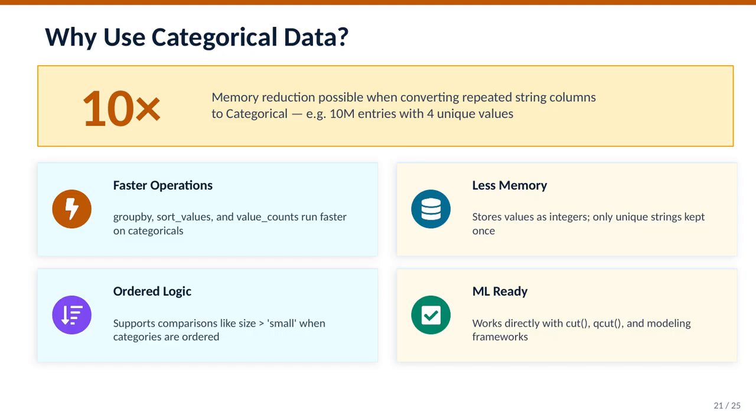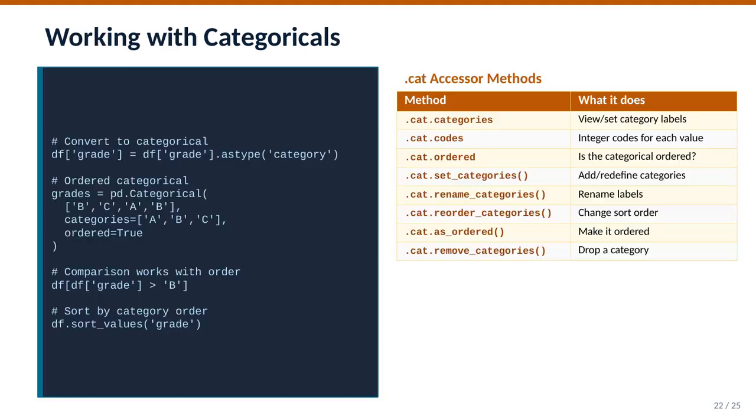Operations like groupby, sort_values, and value_counts run faster because values are stored as integers and unique strings are kept once. Ordered categories allow comparisons such as size greater than small, and categoricals integrate directly with cut, qcut, and modeling tools. Convert a column to categorical with astype category, or create an ordered categorical with pd.Categorical by listing categories and setting ordered to True.